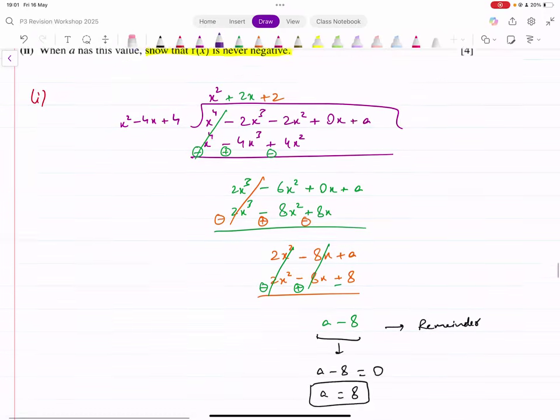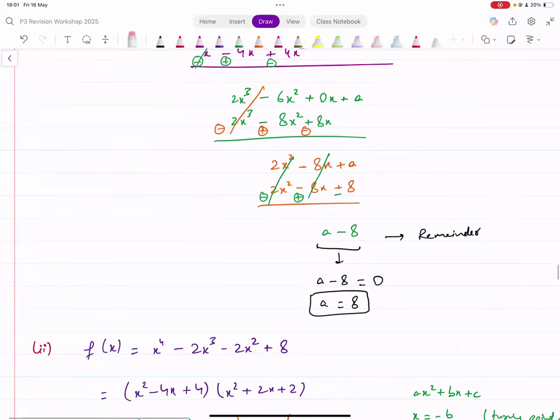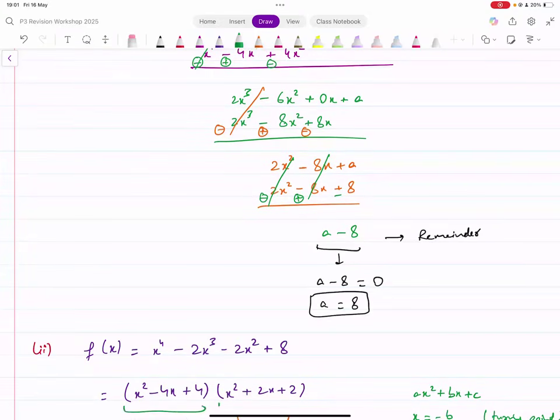So first of all, we write this polynomial in factorized form like this: x squared minus 4x plus 4 times x squared plus 2x plus 2. And then these are polynomials that are quadratic. Now, for quadratic polynomials, we know how their graphs look, how to find their minimum point, maximum point. Now, these are both quadratic expressions. What we can do is find the minimum values of these two expressions. How do we do that?